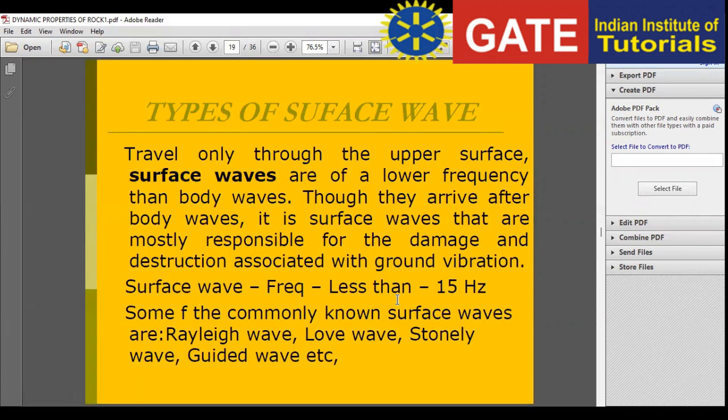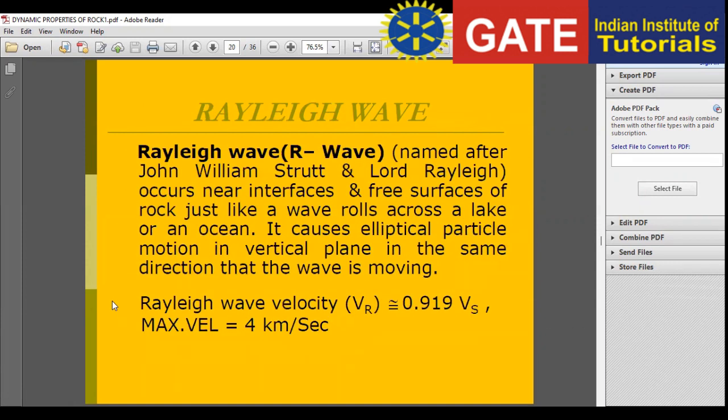Some of the commonly known surface waves are the Rayleigh wave, Love wave, Stoneley wave, and guided wave. So these are basically the surface waves. So remember also the names, which waves fall under the category of surface waves and which under body waves.